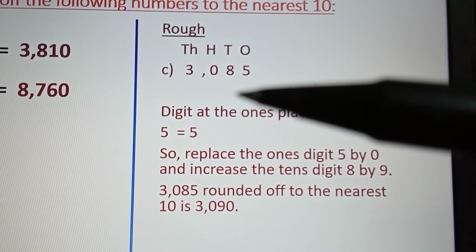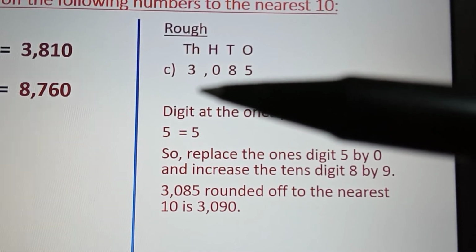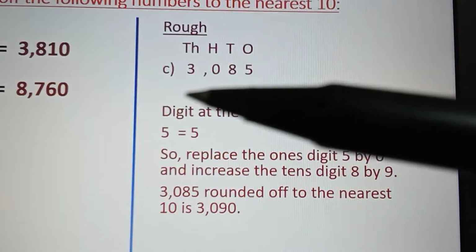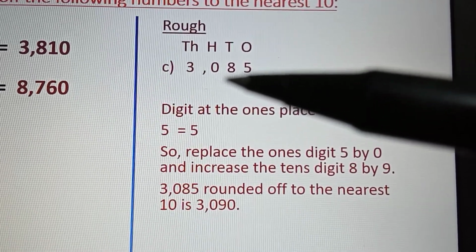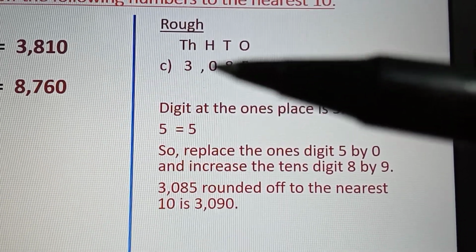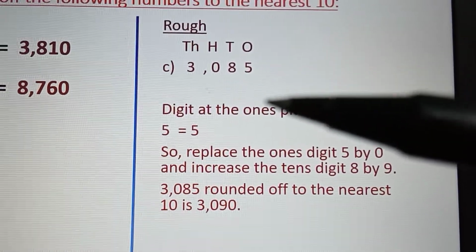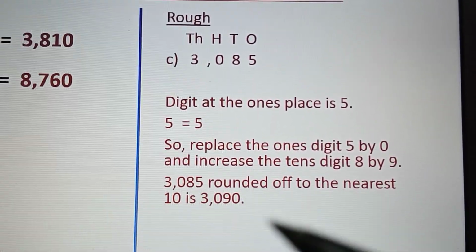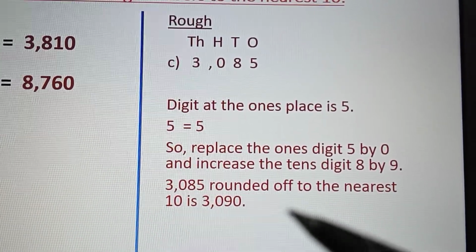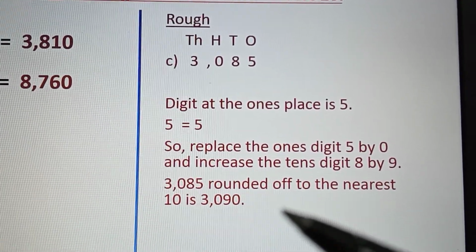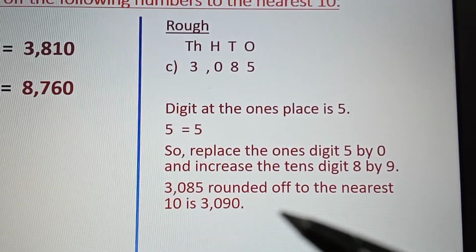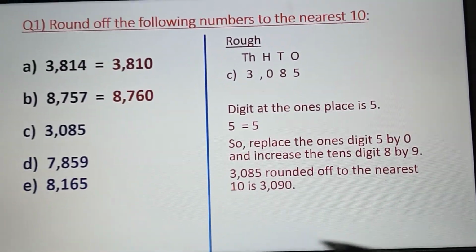Very good. So our number will be 3090. There will be no changes in the hundreds and thousands place. So 3085 rounded off to the nearest 10 will become 3090. I hope you are getting it, children. Always we have to check the digit at the ones place. So write this in your answer here.